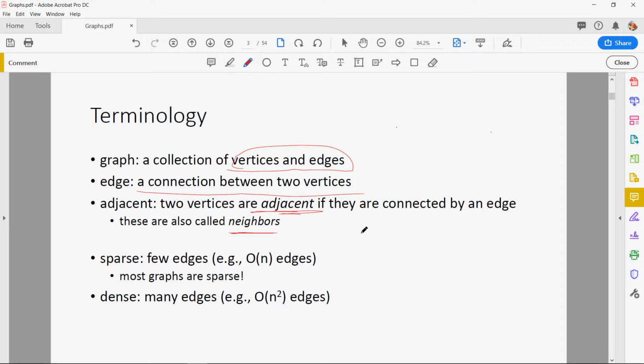So if two vertices are connected by an edge, you can say that they are neighbors or that they are adjacent to each other. A graph is sparse if it has few edges, so lots of vertices, not very many edges. There are different ways and metrics of measuring that. One example, given in our textbook, is on the order of n edges. That would be considered a sparse graph. A dense graph is a graph with many edges. Again, there are lots of different ways you could judge that, but the threshold given in our textbook is on the order of n squared edges. Most graphs are sparse. Typically, the kind of information we're representing in graphs is more likely to be sparse.